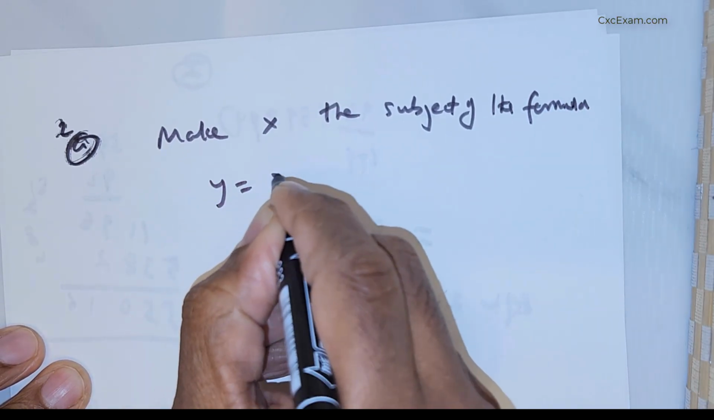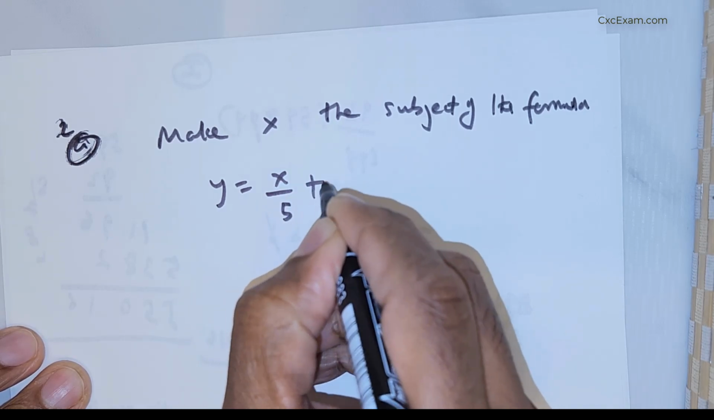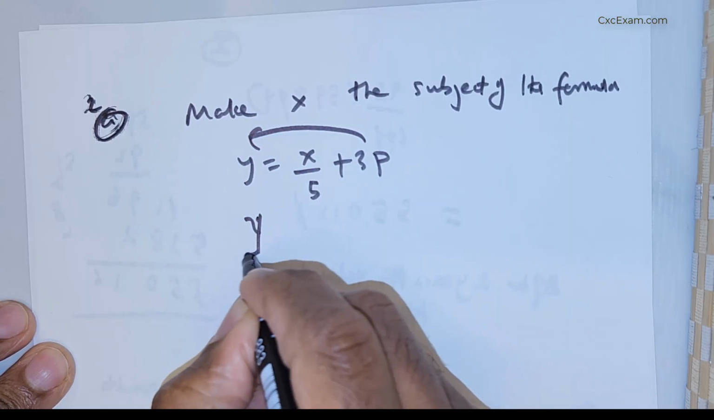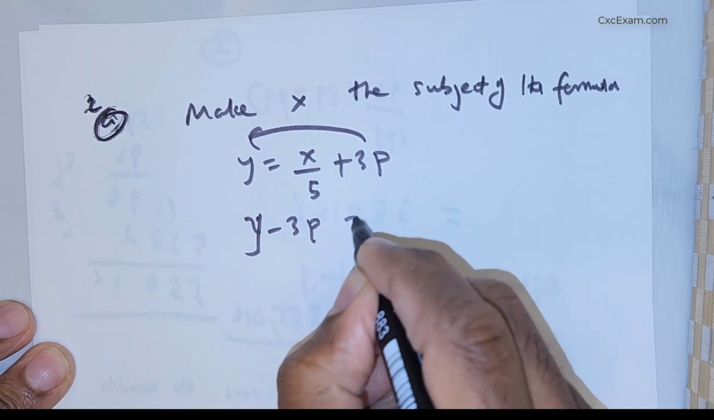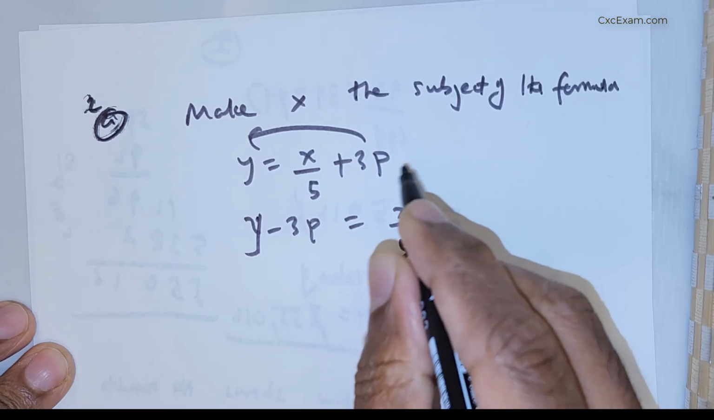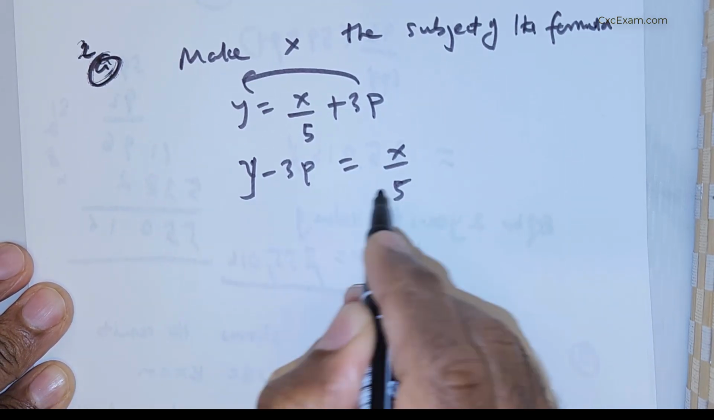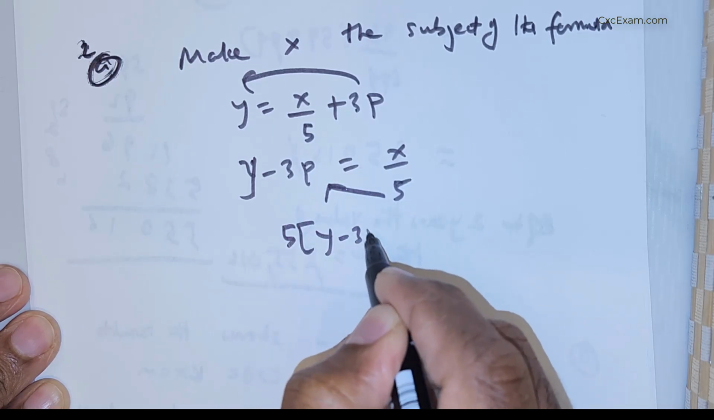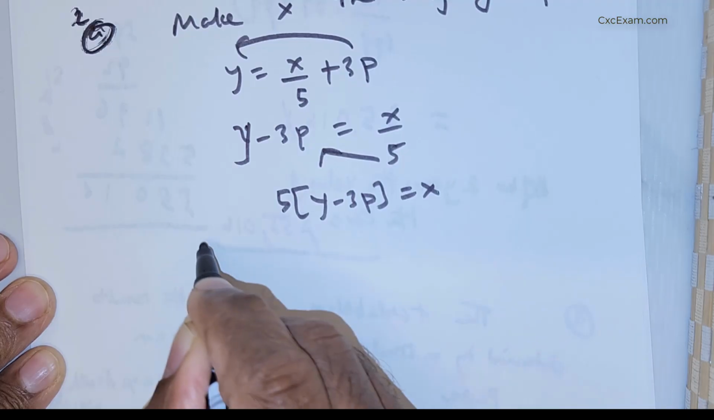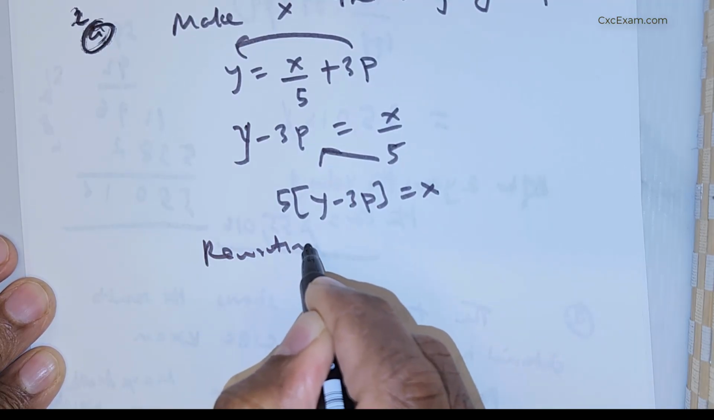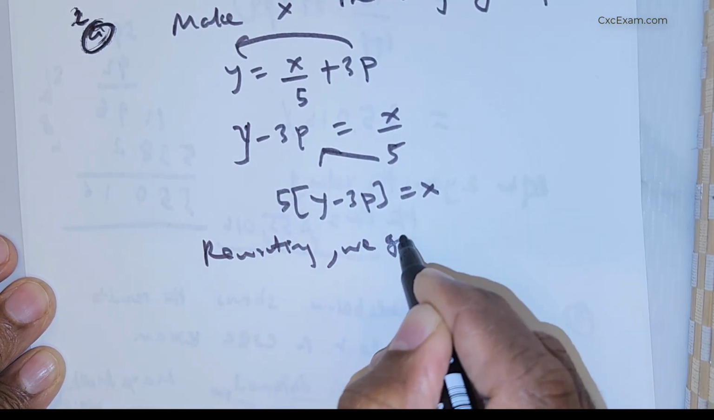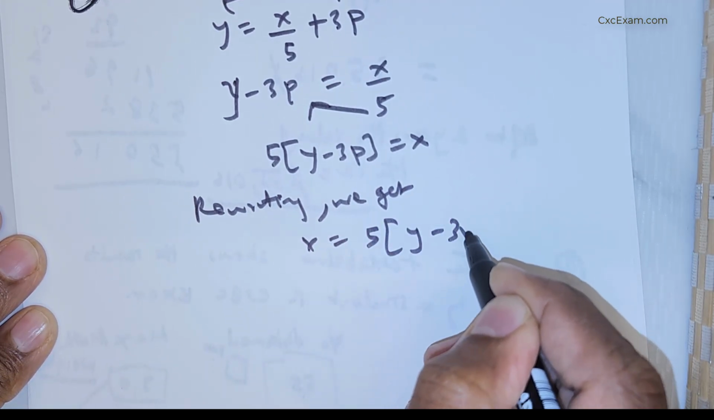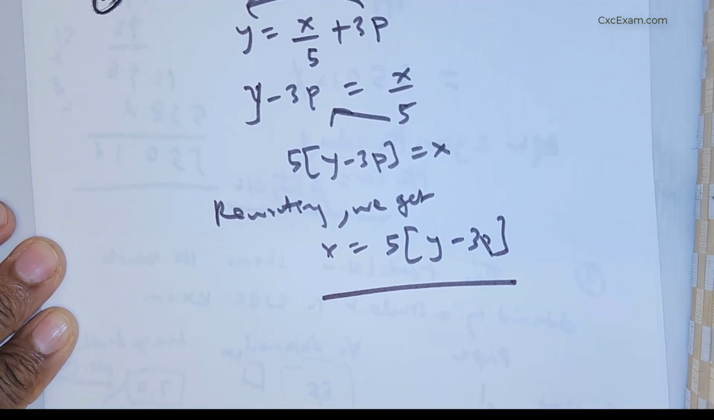So we are given y is equal to x over 5 plus 3p. So what you have to do first is move this 3p to the other side. So you get y minus 3p is equal to x over 5. Once you move this 3p to the other side, this is the form. Next you cross multiply. So 5 times (y minus 3p) is equal to x. Next you rewrite. Rewriting, we get x is equal to 5 times (y minus 3p). So that's the solution for this question.